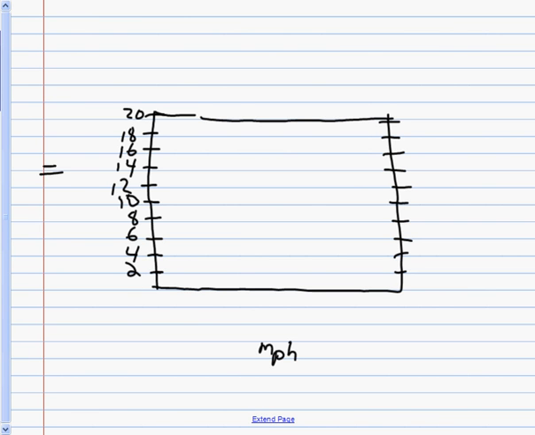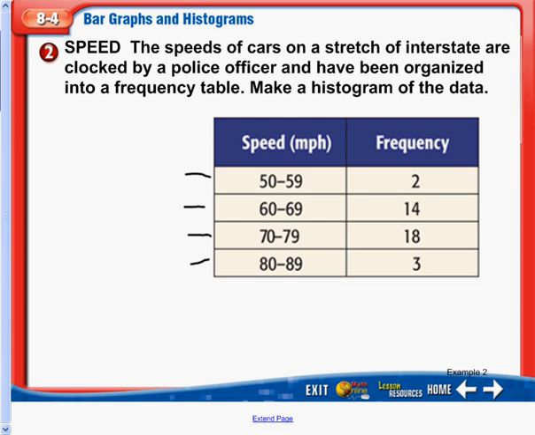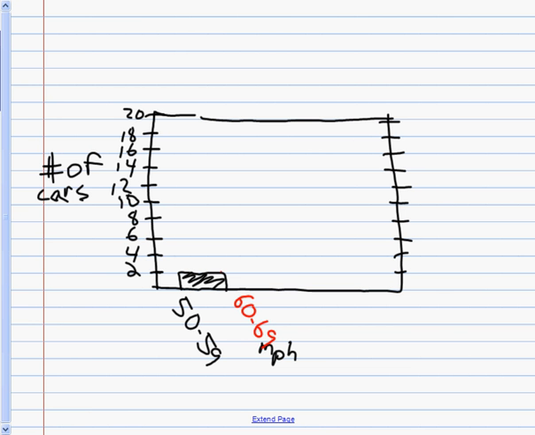The one on the left is number of cars. So we have 50 to 59, and we had 3, I believe. Nope, 2. So again, we make these wide because it's a histogram, so they need to be touching, because 59 is right next to 60. So then our next one's 60 to 69, and we had 14 cars, so going all the way up to 14.